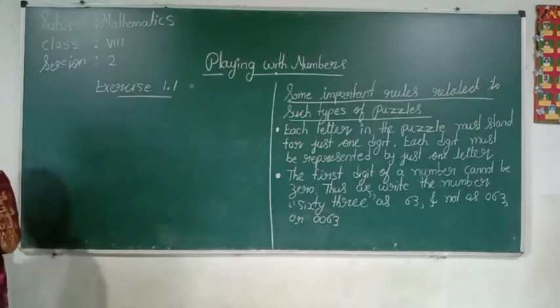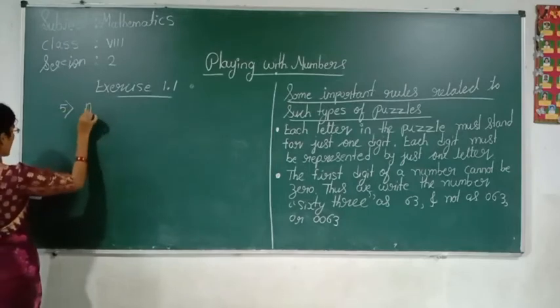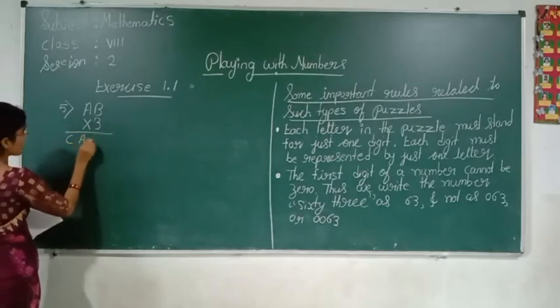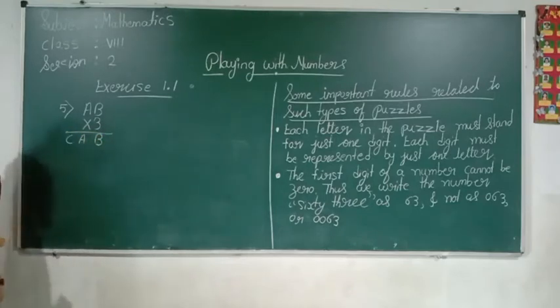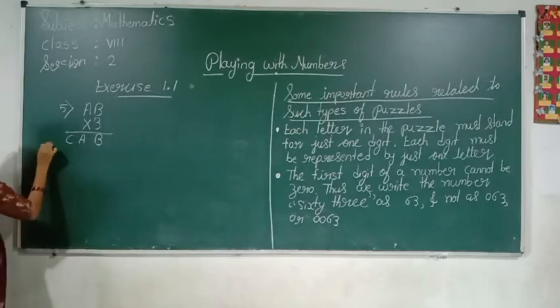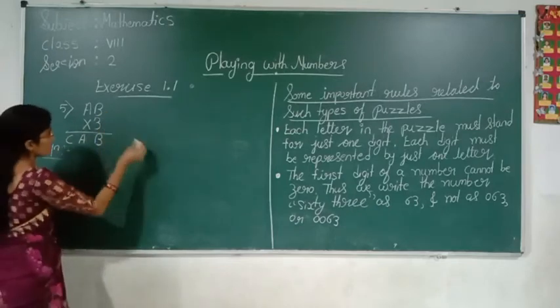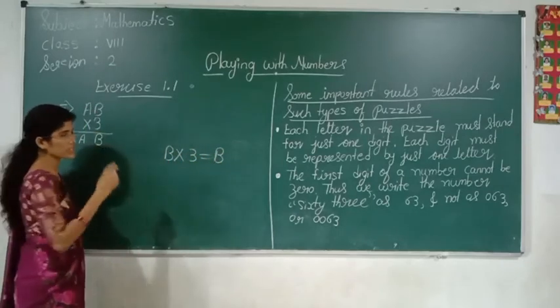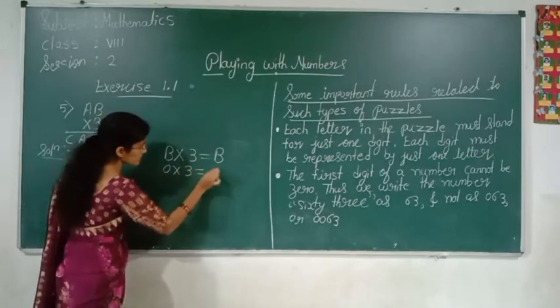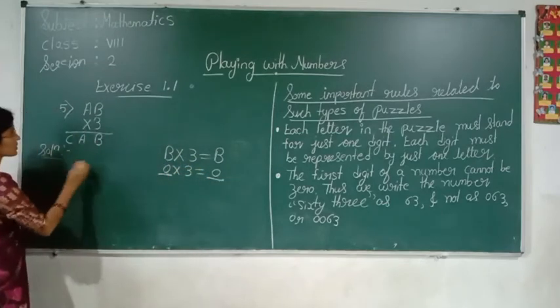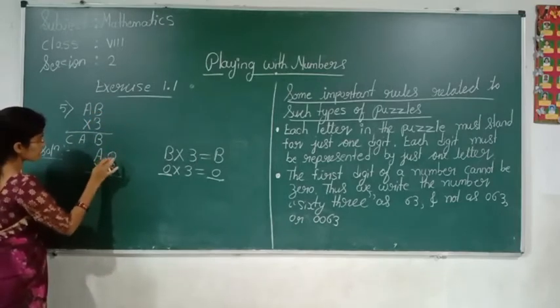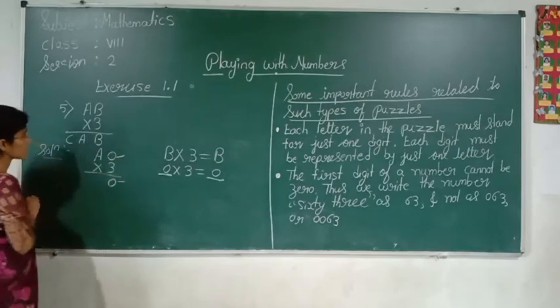Fourth one, you do it as homework. You can try that. We will see the fifth one. AB into 3 should be CAB. Now see, student. Now you have to check in such a way that B into 3 should again be B. Start putting the digits. 0. 0 into 3 is 0. These are the same, no? Now in place of B we will put 0. 0 3s are 0. Yeah, these two are the same.